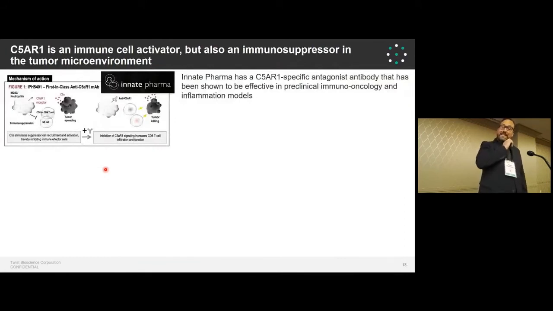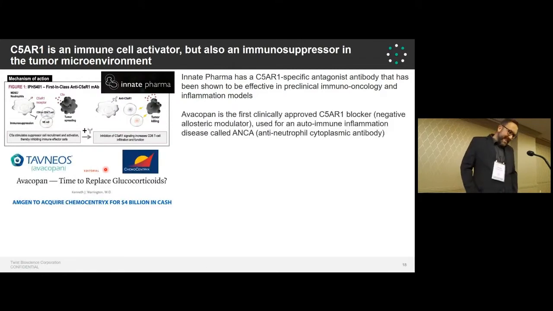C5a is really interesting, and there is a lot of interest in targeting C5a with antibodies. Biopharma has a molecule that they've looked at in clinical trials for anti-inflammation as well as immuno-oncology. So we'll get to that later. And then there's one small molecule inhibitor of C5a receptor, which is used for an autoimmune inflammation disorder.